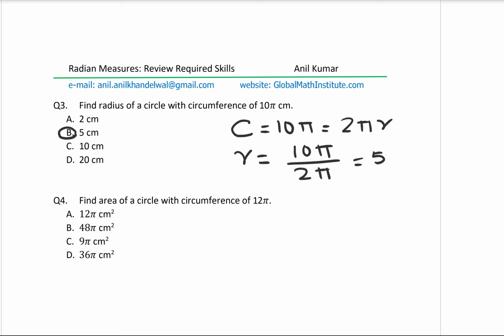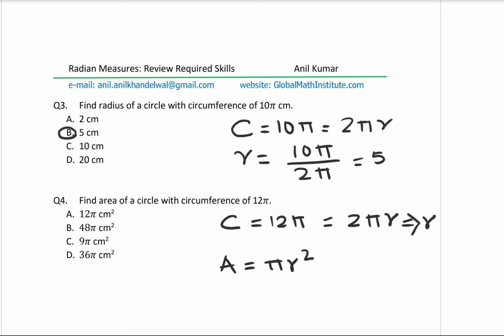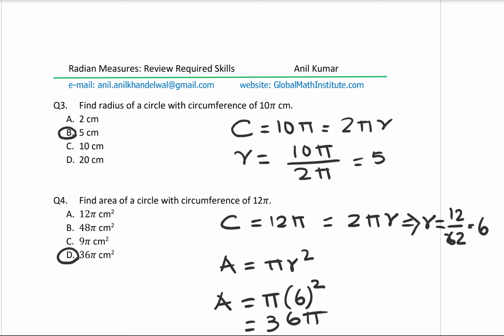Question number 4. Find area of a circle with circumference of 12 pi. This time you need to find the area. You are given circumference C as 12 pi and you need to find area A, which is pi r square. Means you need to first find the radius and only then you can find what area could be. Now for a circumference of 12 pi, we know the formula is 2 pi r. So that gives you the value of r. So from here we can calculate what r is, just as we did in the previous question. So r is 12 divided by 2, which is 6, correct? Now we know what r is, so we can find area, which is pi times 6 square, or is 36 pi. So the correct option is option D, 36 pi.